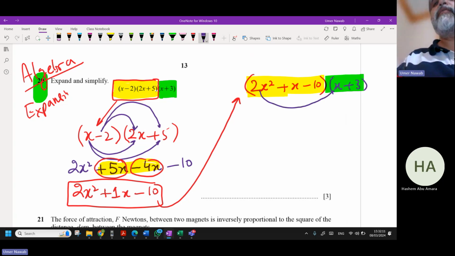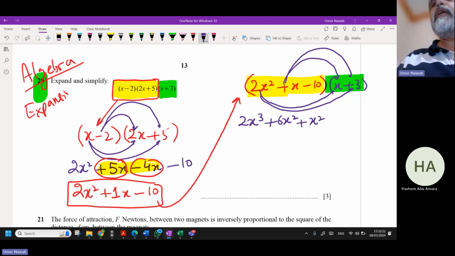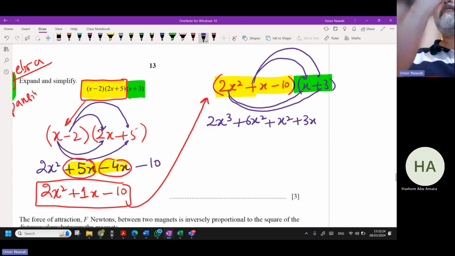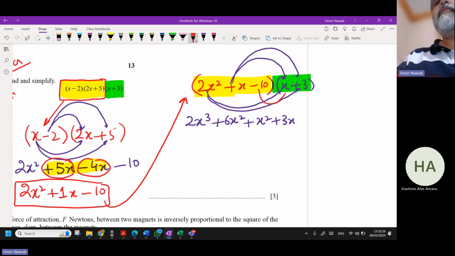2x squared multiplied with x will give you 2x to the power 3. Now, 2x squared multiplied with 3 will give you 6x squared. Now, x multiplied with x gives you x squared. Now, x multiplied with 3 gives you 3x. Last number, minus 10 multiplied with x gives you minus 10x, and minus 10 multiplied with 3 gives you minus 30.